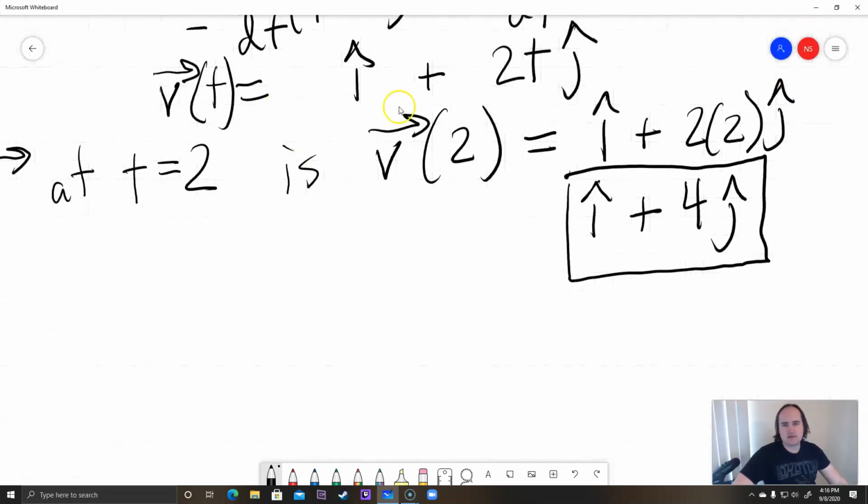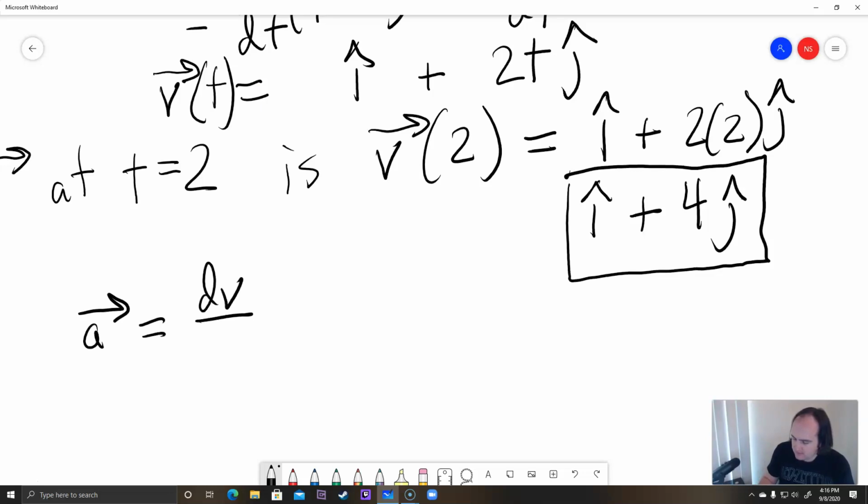We know that the velocity is i plus 2t times j. And we know that the acceleration, a, equals dv/dt. Okay, so the acceleration, a, equals dv/dt. So we just take the derivative of the velocity. We take the derivative of each component of the velocity.